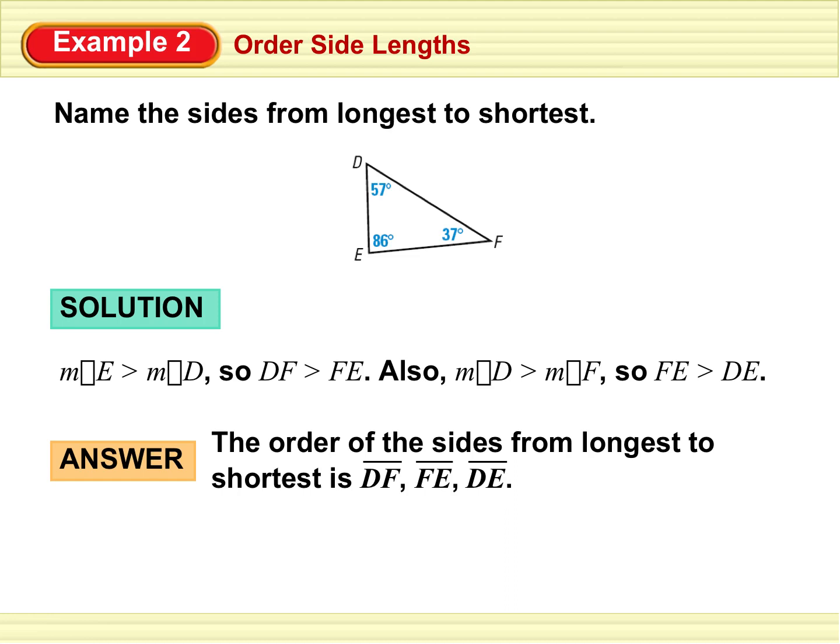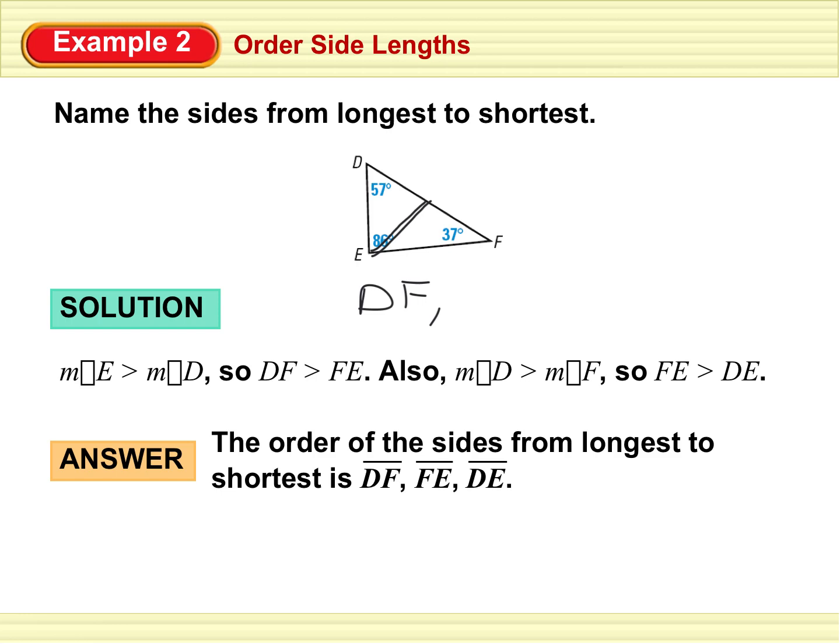Okay. So now let's look at angles. What's my biggest angle? 86. What's the side across from 86? 37. The side. DF. Remember, sides, we got to have 2 letters.